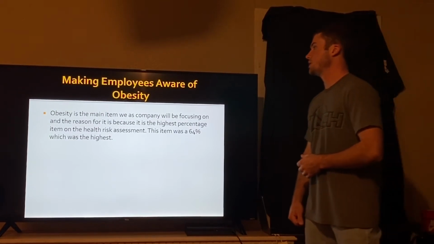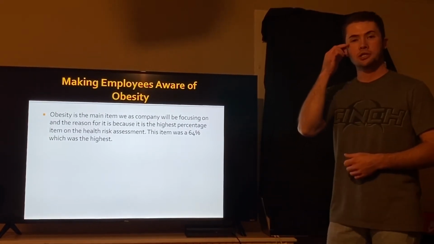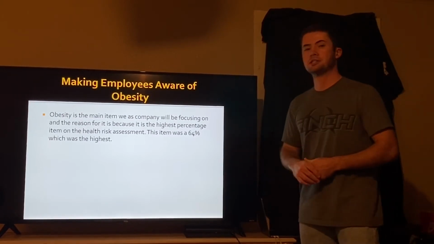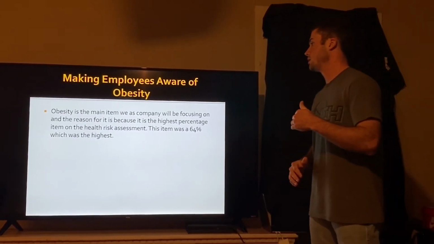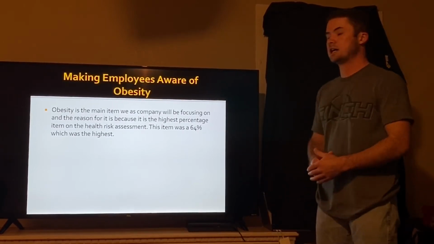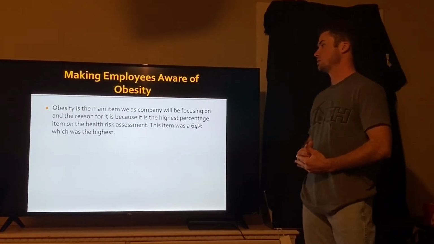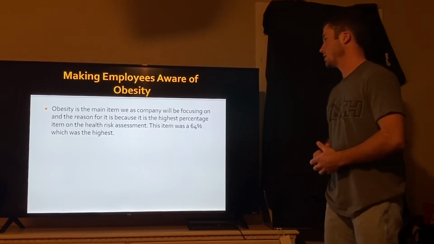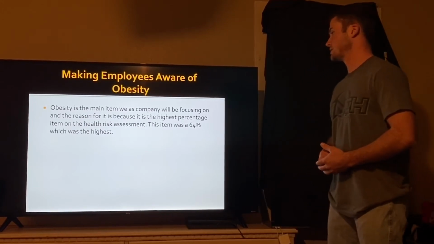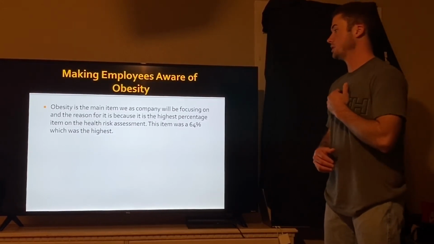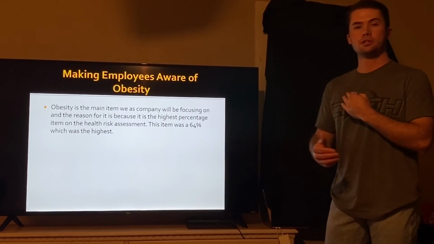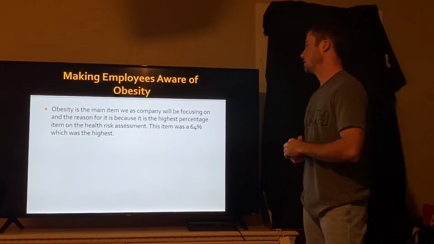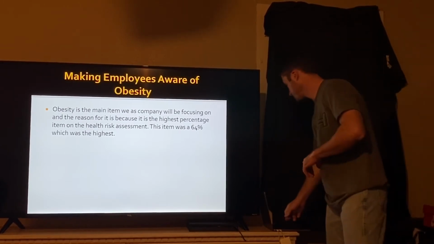And now we move into the Brown LLC wellness program. We start out here by making employees aware of obesity. Obesity is the main item we're going to look at that was on the health risk assessment. This item was the highest, at 64% of the employees at Brown LLC. So this is what we're going to look at, obesity.